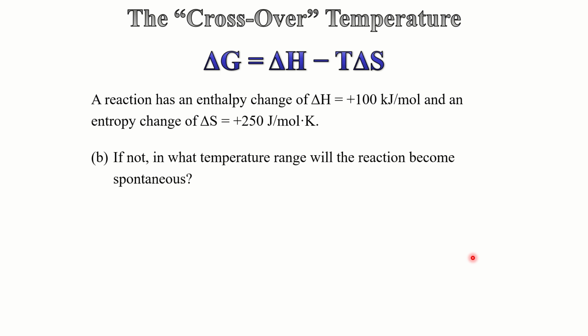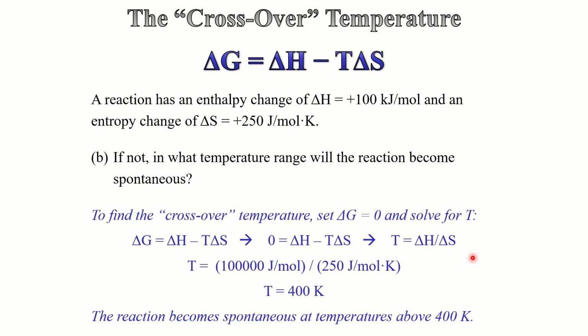So then second question, if not, in what temperature range will the reaction become spontaneous? You're being asked here to find the crossover temperature. So set delta G equal to 0 and then solve for T. When you do so, you should find that T equals delta H over delta S. And if we plug in the values we were given, 100,000 joules per mole for delta H and 250 joules per mole Kelvin for delta S, you should find that T equals 400 Kelvin. What this means then is that the reaction becomes spontaneous at temperatures above 400 Kelvin.